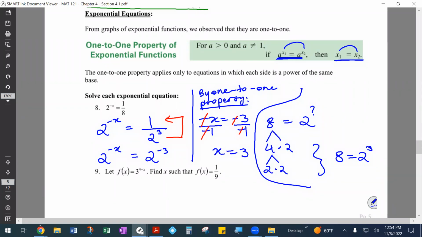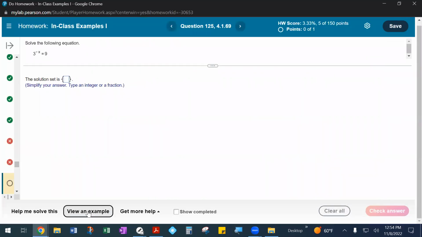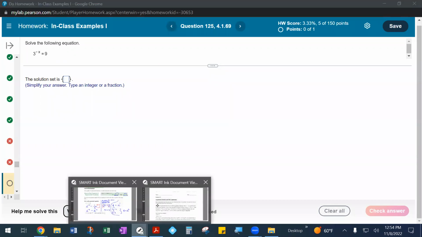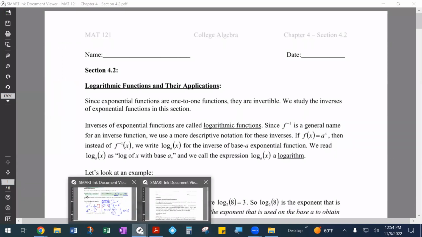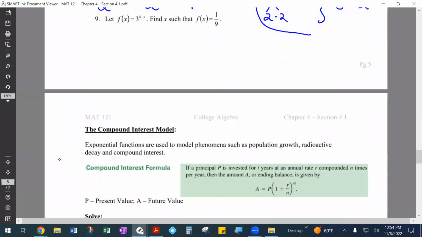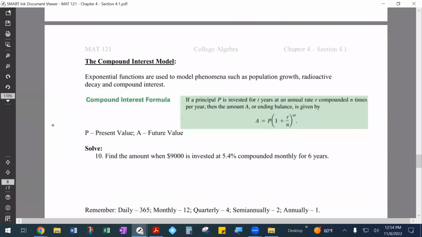So like I said, you're using the one-to-one property to help you solve an exponential equation. So we'll basically pick up from this example over here, because as you can see, it's basically dealing with the same thing. But we're pretty much done with section 4.1 here, guys. We just have a little bit part about getting into applications based on the exponential function. So we'll wrap up the last part of 4.1 and then we'll get into 4.2 on Thursday.